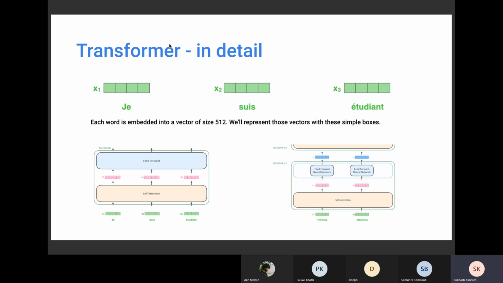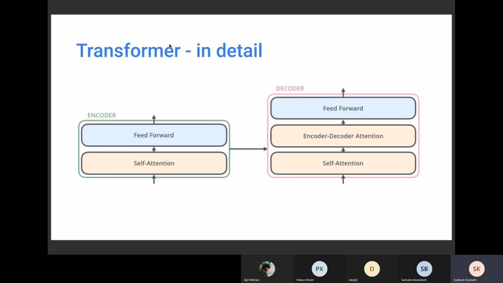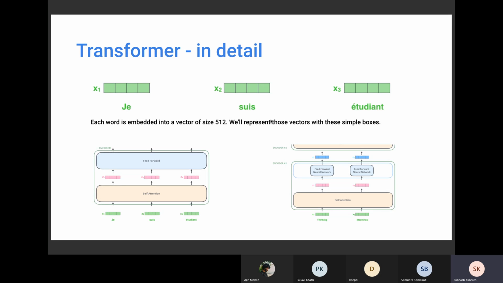So first, you have this word sequence, and this needs to be processed in the computer. This needs to be a number. So each word needs to be converted to a vector, and in the paper they have proposed a vector size of 512, like you will have a 512-length vector representing each of the words in the sequence, which is given by the initial embedding layer.